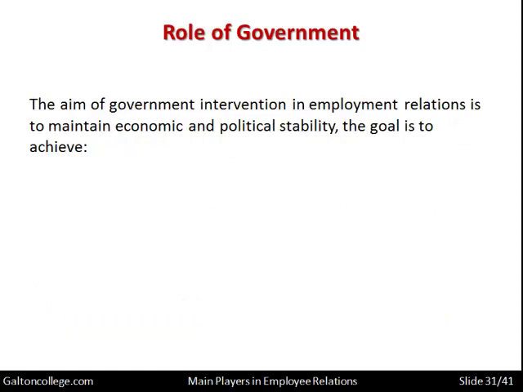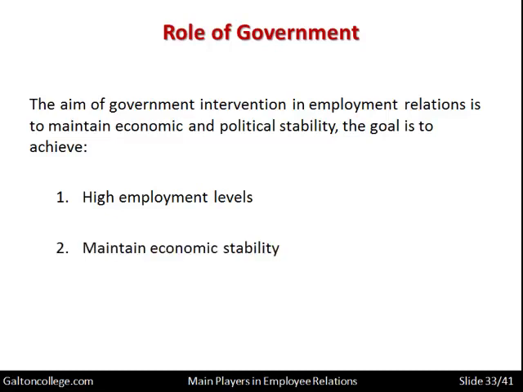The aim of government intervention in employment relations is to maintain economic and political stability. The goal is to achieve high levels of employment. That's what the government is trying to do. It's trying to maintain economic stability. It's trying to maintain political stability. That's seen as important. The country must move from one time period to the next in a stable environment where people have some surety about their working conditions, the future of the economy, the future of their pensions, their savings. People are working for these reasons and they want some sort of security.